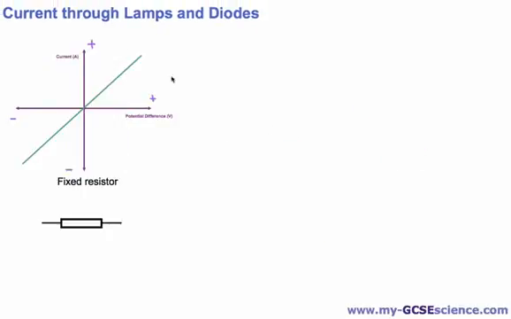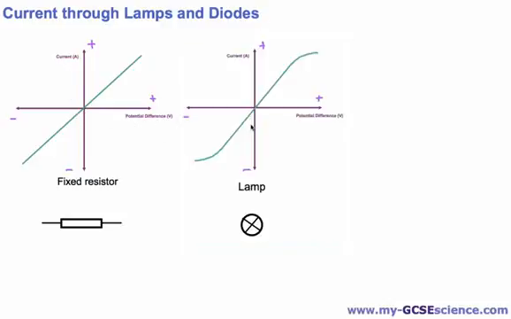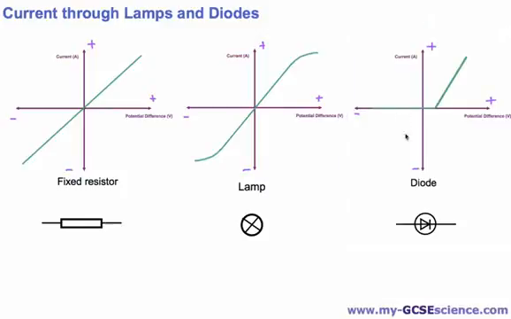So really, in summary, we've got three graphs. This is for a fixed resistor. A fixed resistor would look like this in a circuit, and the graph goes up in a linear fashion, and what we say is the current is directly proportional to the potential difference. It's slightly different for a filament lamp, because the filament lamp will get hotter at the higher potential differences, and that affects resistance and therefore affects current. And for our diode, we'd get something that looks like this.